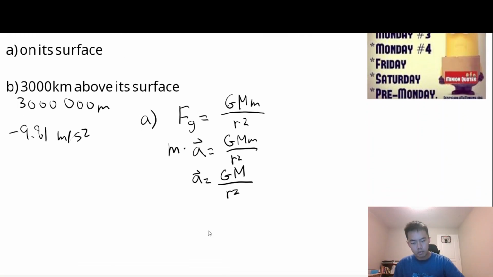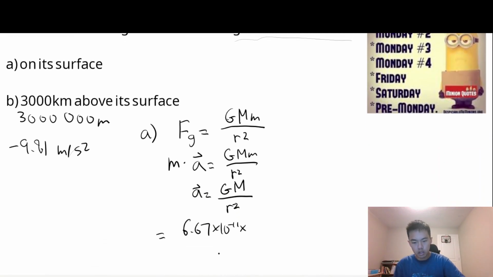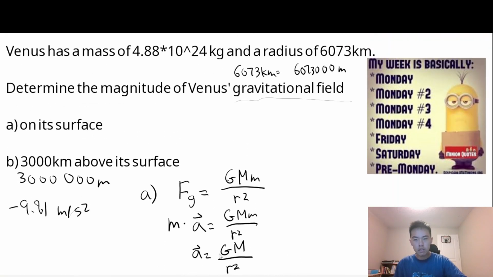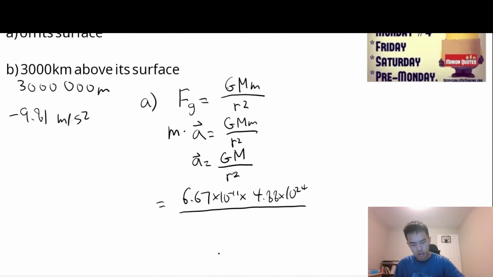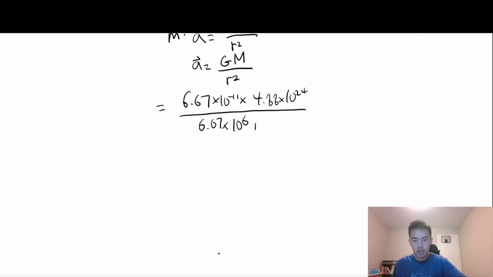So 6.67. I'm not going to write the units because that takes too long. Mass is 4.88 over r squared, which is r squared. It's a lot of numbers. 6073000, 6.07 times 10 to the, 1, 2, 3, 4, 5, 6, 10 to the 6 meters.